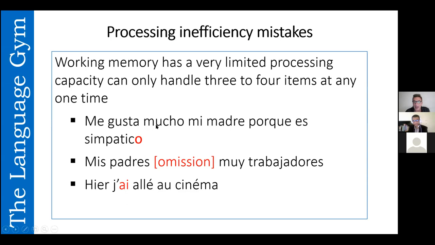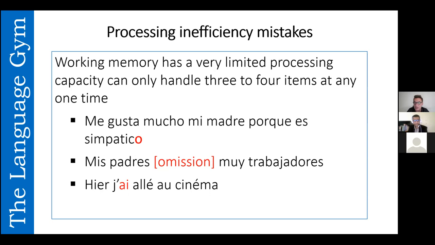In English, I like my mother a lot because she is nice. Now, madre is feminine, so this should be simpática. But many kids are not able to do that. Why? Because if you can only handle 3 to 4 words at any one time, they remember not to make it agree. Another type of mistake is when they forget to say the verb, my parents nice. Or when instead of saying, hier, je suis allé au cinéma, they say, hier, j'ai allé au cinéma.